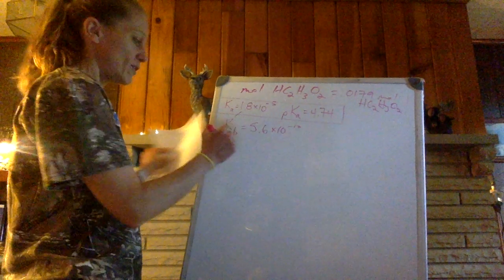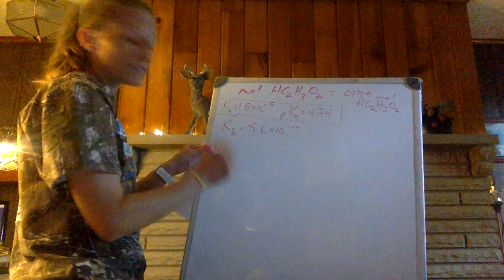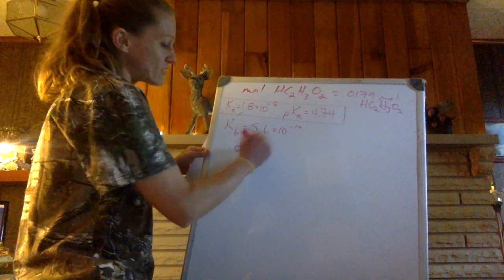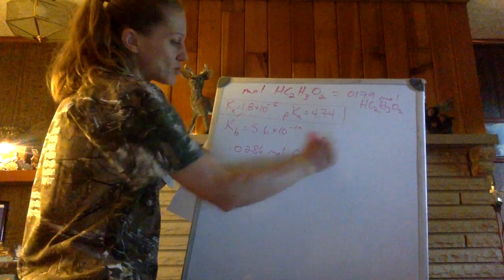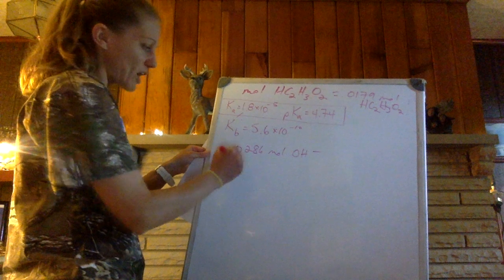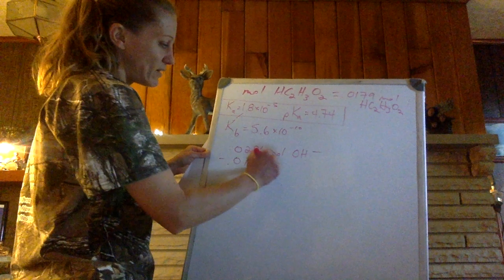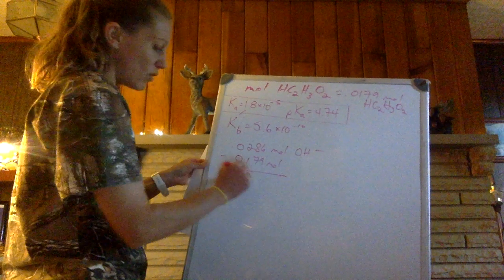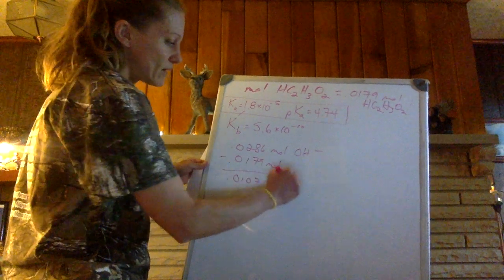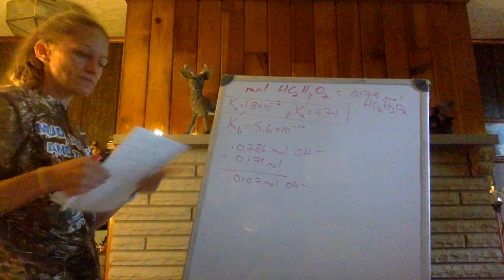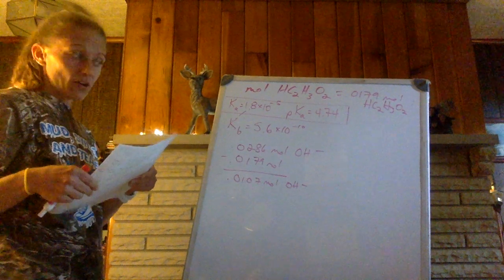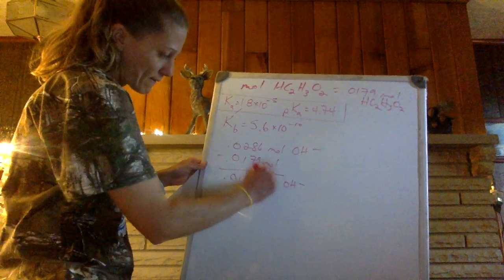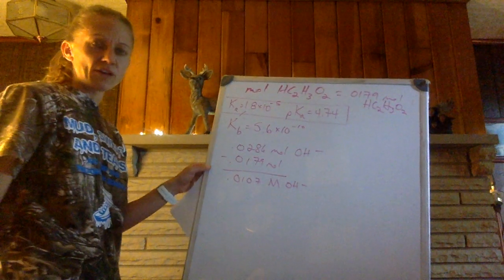If I have, this is past the equivalence point. I just have base. I have 0.0286 moles of OH that has slurped up 0.0179 moles of acid. That leaves me 0.0107 moles of OH minus. Now, because it's in 1 liter, which was lovely of them, there's my concentration of OH minus.